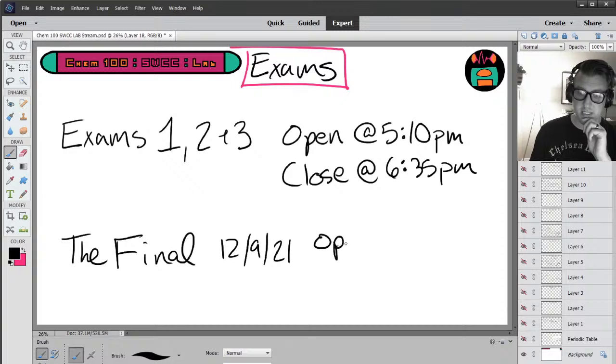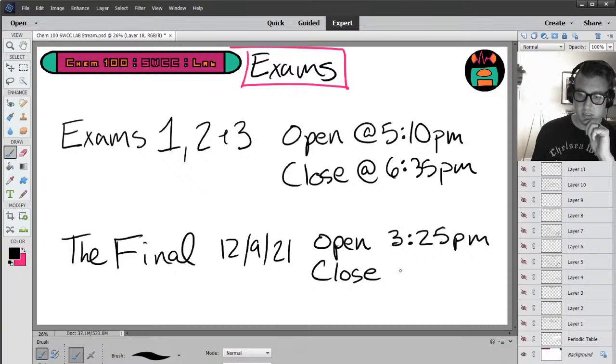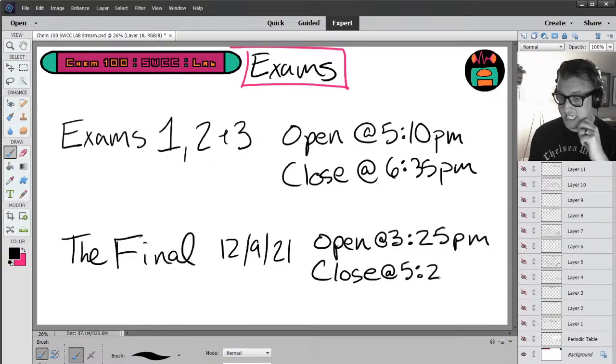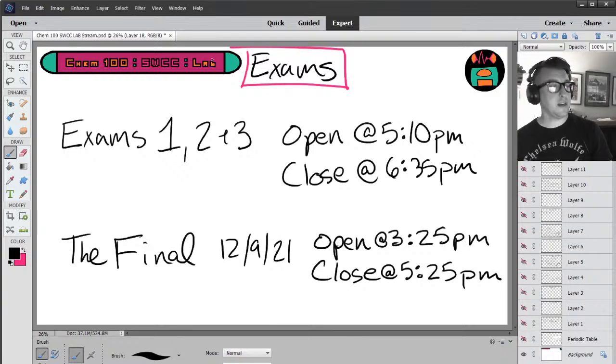And it opens at 3:25 and it closes at 5:25. And again, I didn't set that date. That is according to the final exam schedule set by Southwestern College.